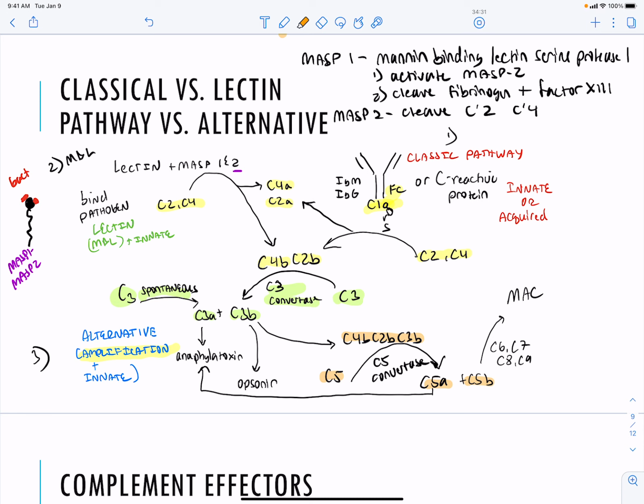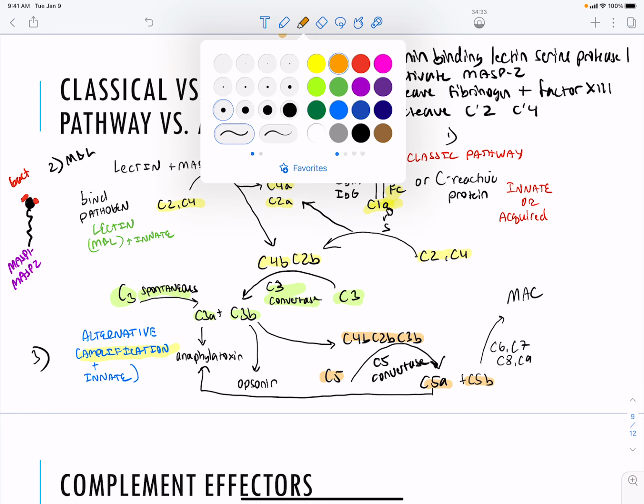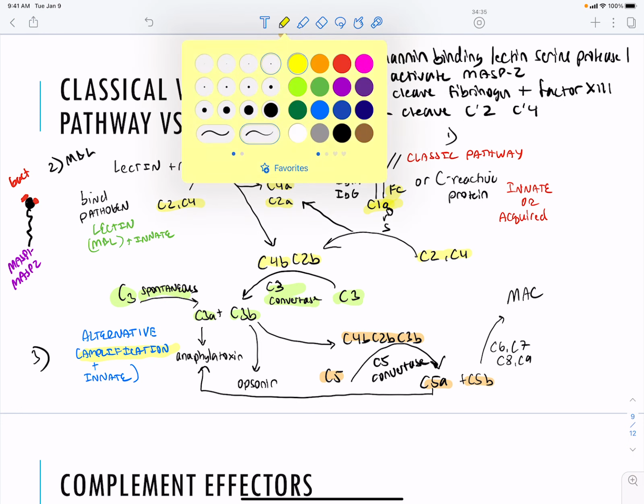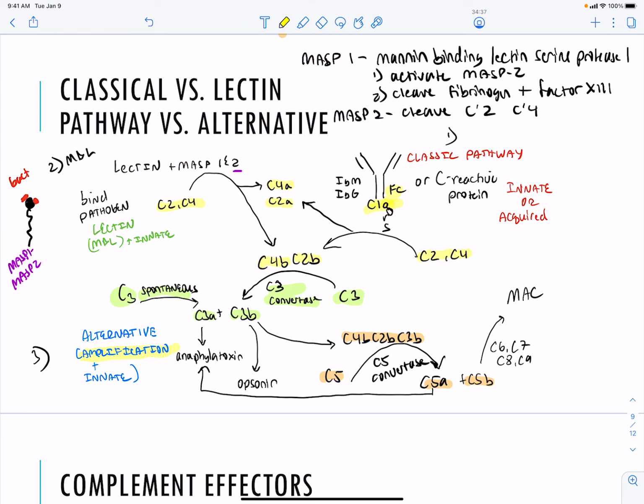Nothing different. Now what's key about all these, of course, is going to be function. So we have some big functions going on. We have anaphylatoxins, we have opsonin, and we have our membrane attack complex. So these are the effector functions.